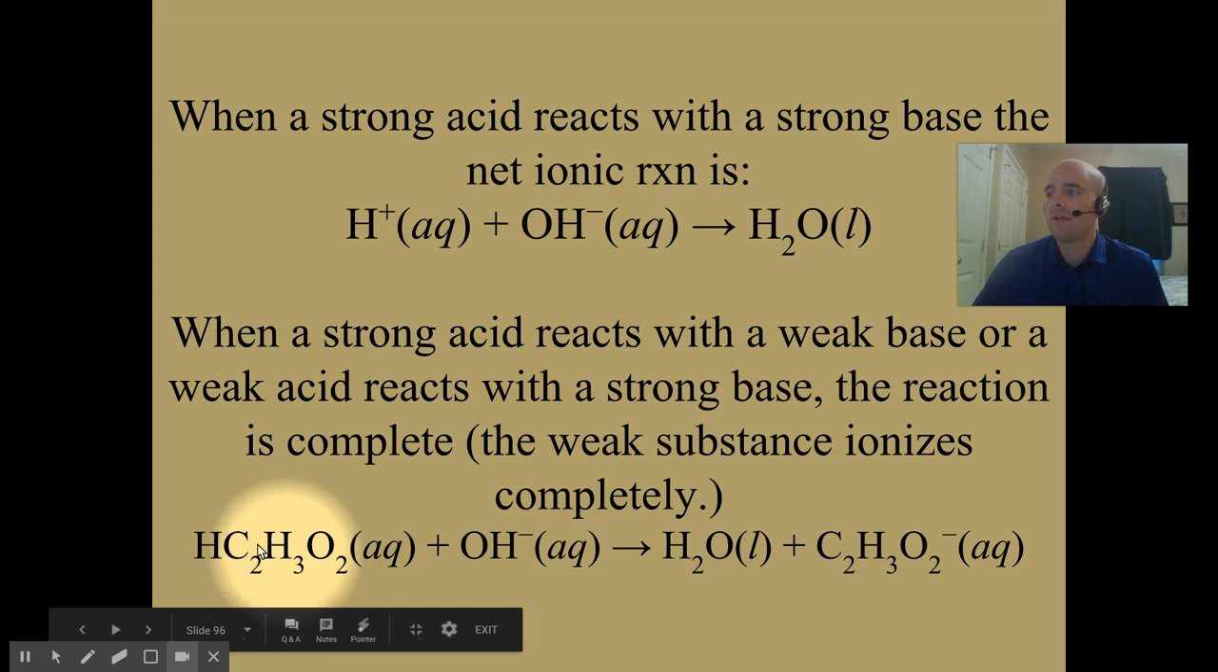So this would be my acid. This is acetic acid or vinegar added to a base. This would be my strong base because it's an ion. Acetic acid is a weak acid. And then it would react to form water, and then you would have the acetate ion left over. There's more to this than that, but for now, for this chapter, this is good to go.